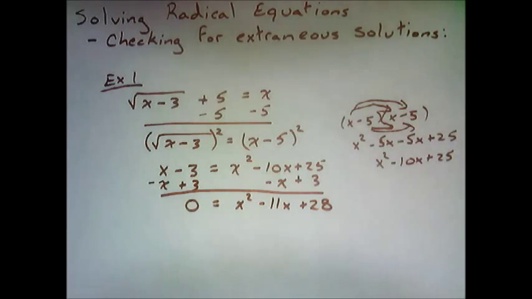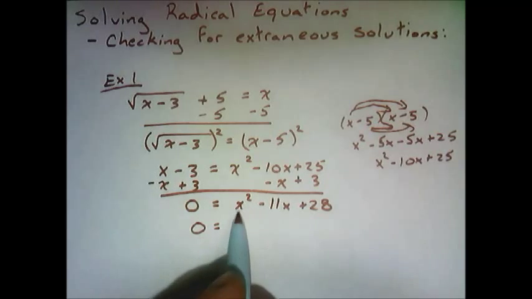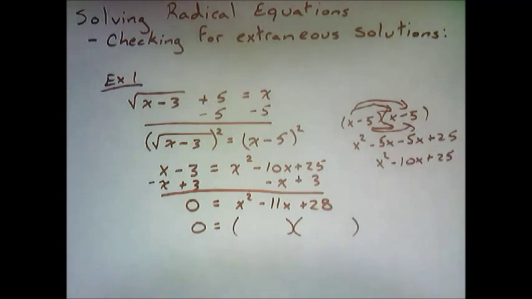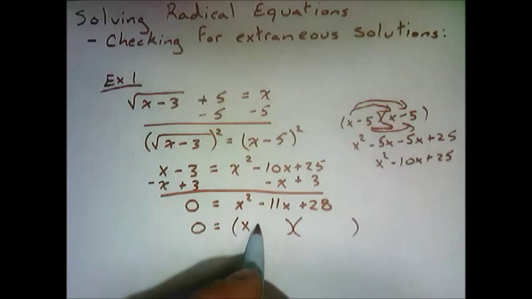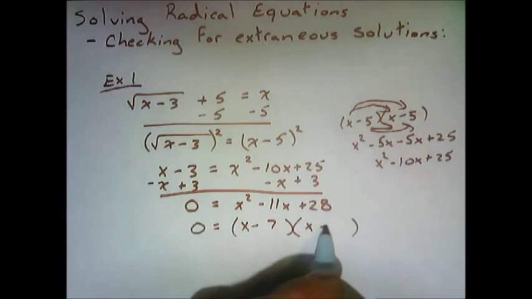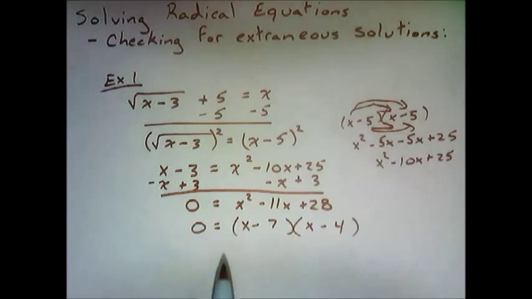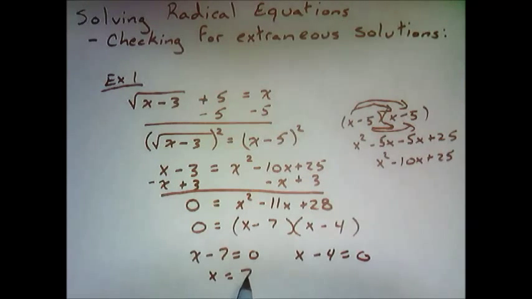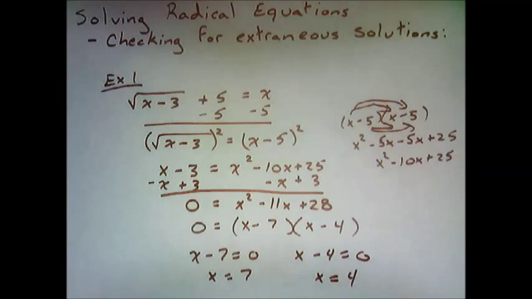Now our old friend factoring comes back into play. So we're going to factor x squared minus 11x plus 28 if we can. And hopefully we can. Here we have x minus 7 and x minus 4. Now that I have two factors set equal to 0, I can set each of those equal to 0 and solve for x. So now I have x equal to 7 and x equal to 4.